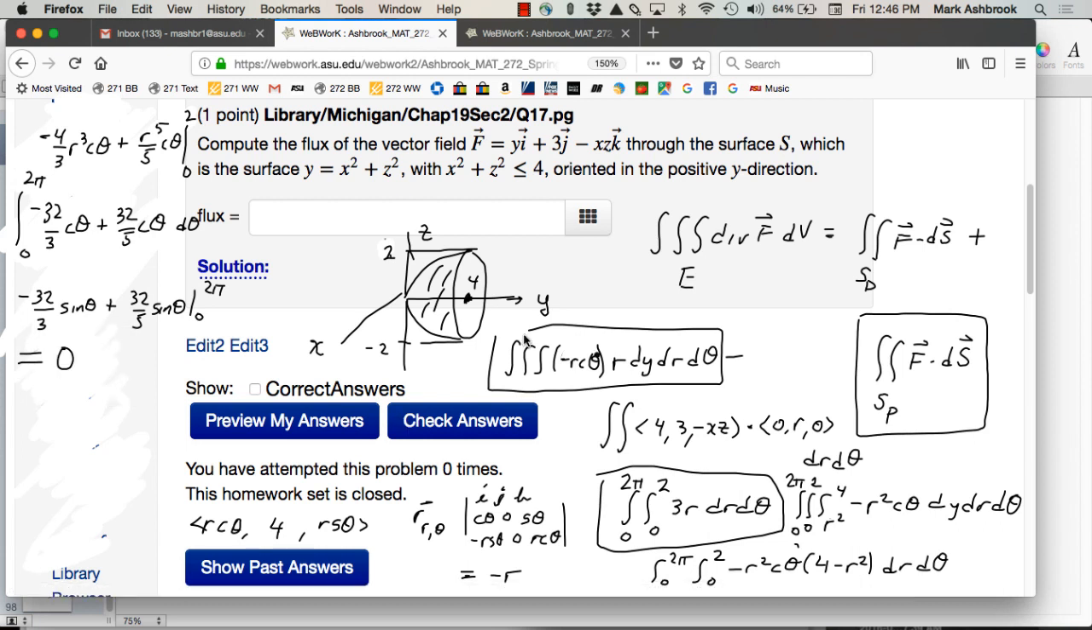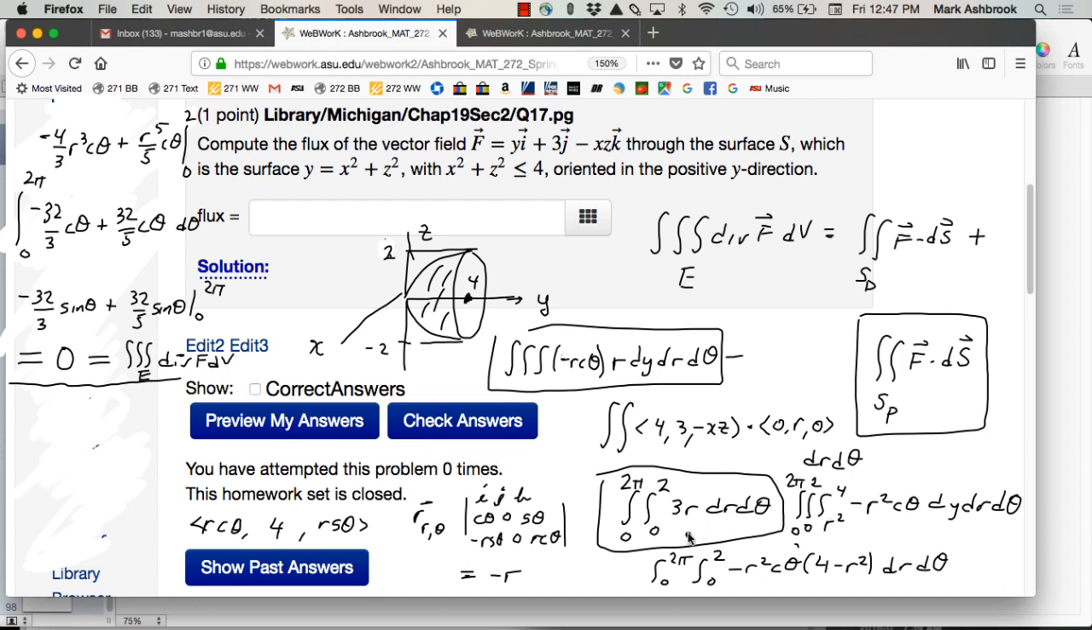So these flux integrals are equal and opposite. That's what this is saying, that the surface integrals are equal and opposite. So now we have to do the double integral. That's the triple integral, and now the double integral was this one that we found.